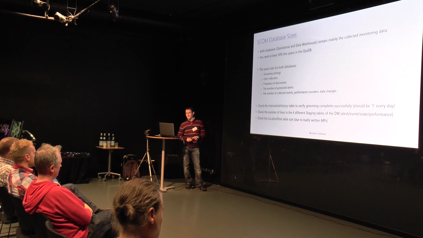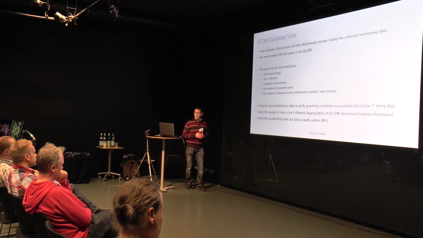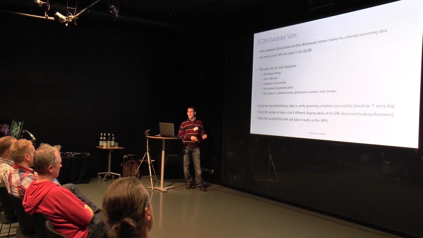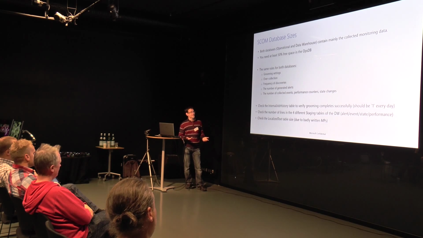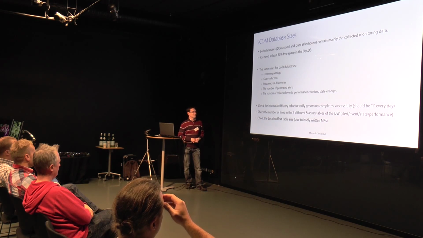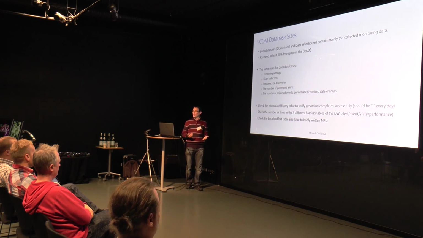Grooming settings, you can keep the default, which is 7 days for the operational database, 400 days for the data warehouse. If you don't need that kind of data for that amount of time, put it at a lower setting. If you have 70 gigabytes with 7 days, you will have 20 gigabytes if you put it at 2 days. Might help. You might be over collecting, so you need to do overrides on your rules. You might be discovering too often, I mean, the usual tuning stuff.